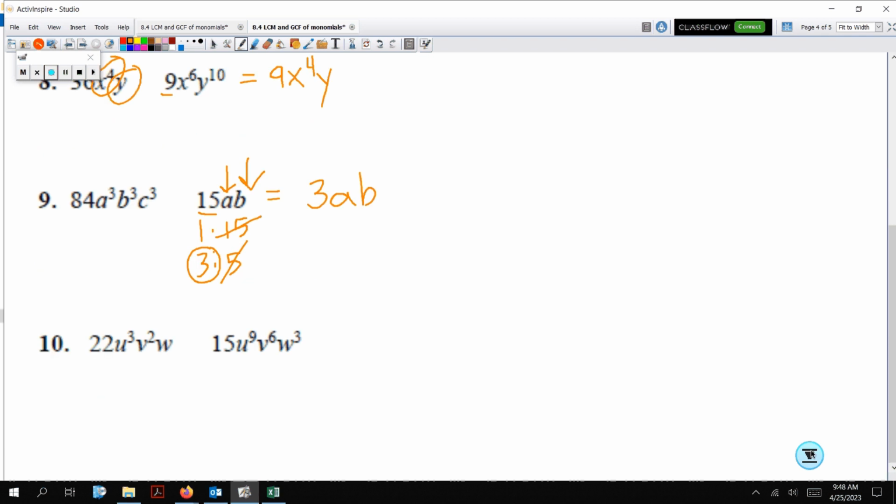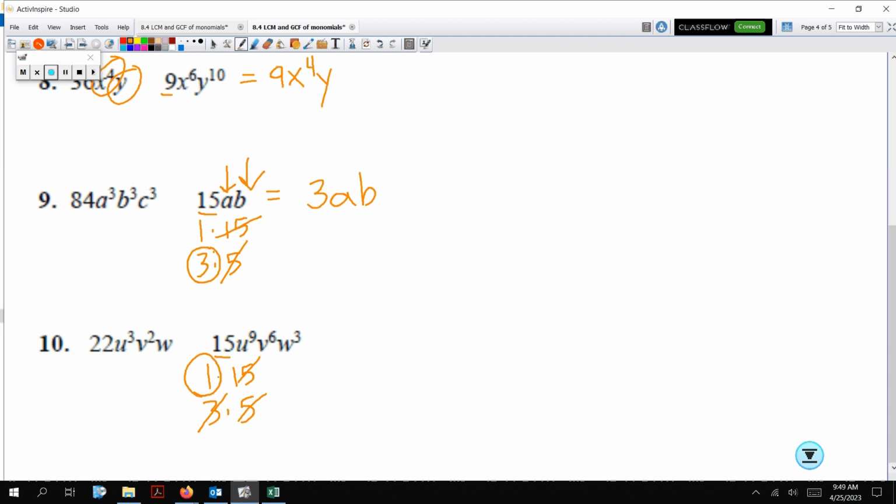All right, last one, 22 and 15. Look at your smallest number. Does 15 go into 22? No. All right, let's write our factors out. And let's go down our list, right? Well, we know 15 doesn't go in. Does 5 go into 22? Nope. Does 3 go into 22? Nope. So guess what? It's 1.